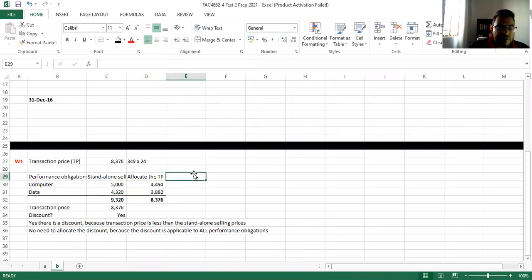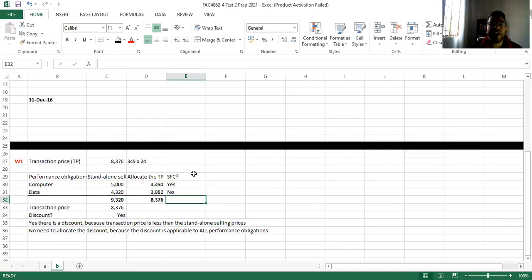Now we can ask ourselves, is there a significant financing component? Remember, with the computer, the answer is yes. With the data, the answer is no. So how did we determine this? We said you compare when the promised good or service is transferred to when the consideration is received. For the computer, the promised good is transferred on 1 December 2016, and the consideration is received over a 24-month period.